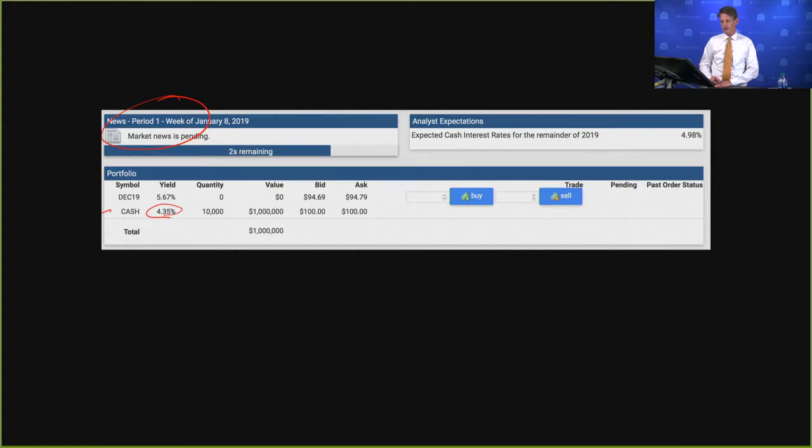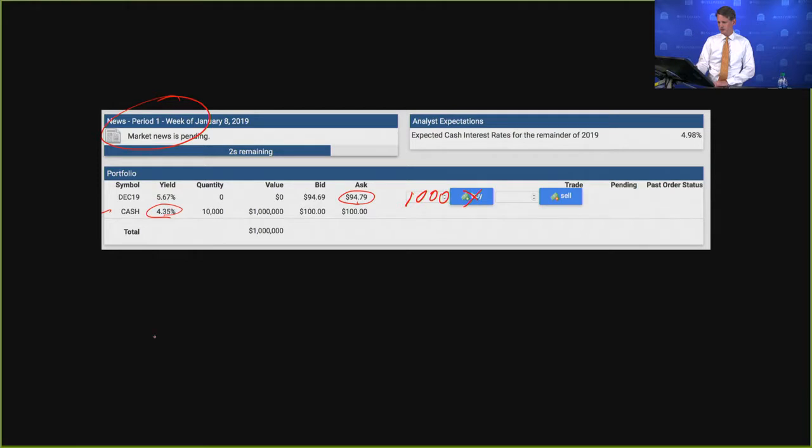And then the alternative security is December 19, and that is trading at 94.69 bid or 94.79 ask. So if one were to buy it, one could buy it at 94.79. In order to do that, you would put in an order, let's say for 1,000 bonds, into that buy order window, and then click on buy. And that order would move through pending and then eventually be executed at 94.79.